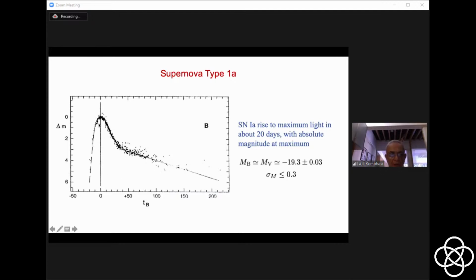Now, what you can do is ask what is the brightness of the supernova at the maximum. You study 100 supernovae type 1a, and you get the remarkable fact that the absolute magnitude of the supernova, either in the B band or the V band, is approximately equal to minus 19.3. And this is the measurement error. There also, it is not absolutely the same. There's a dispersion around it, which is less than 0.3 magnitudes. So this is a remarkable fact.